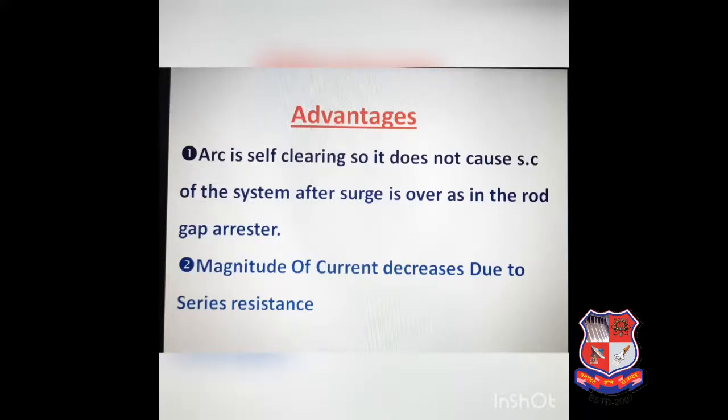Second, the magnitude of the current decreases due to the series resistance. As we have seen, the limiting resistance is there in the circuit, so the magnitude of the current will decrease due to this series resistance. But at the same time, there are a few disadvantages with this type of arrestor.